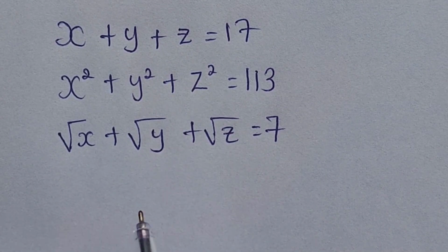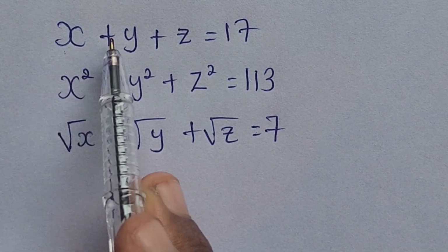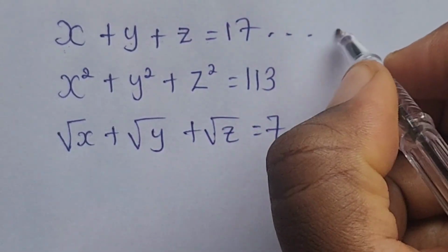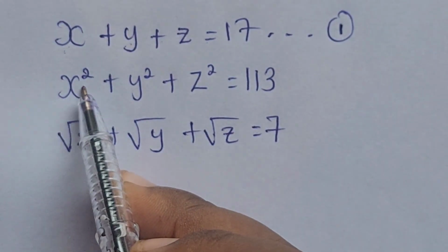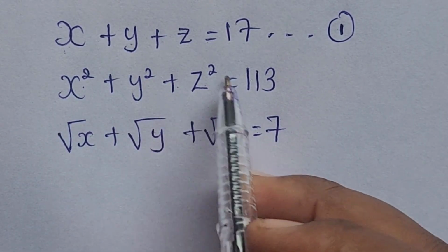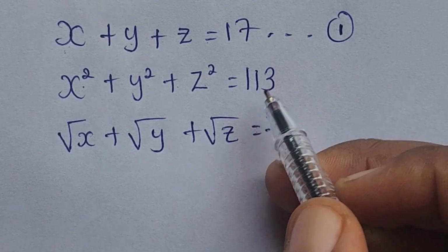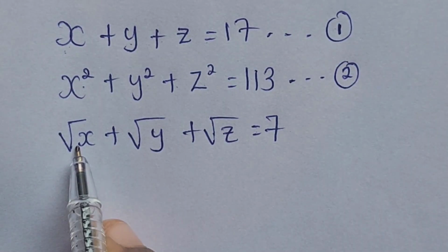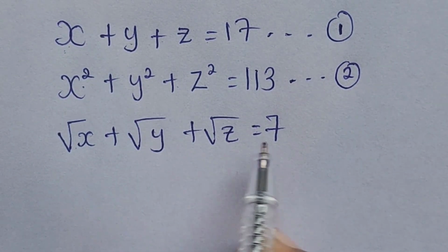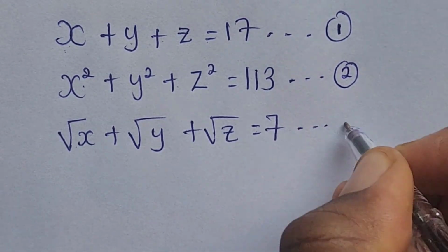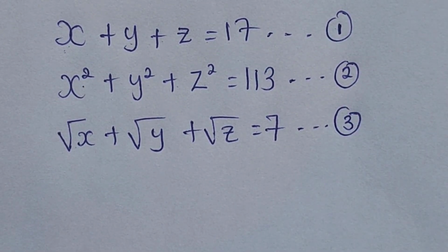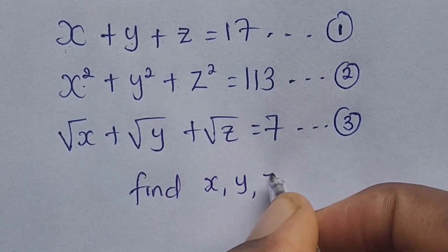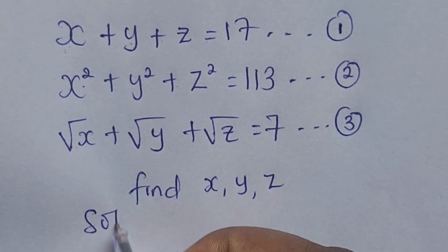Let's solve these algebraic equations together. We have x plus y plus z equal to 17. We'll name this equation 1. We have x squared plus y squared plus z squared equal to 113. We'll name this equation 2. And we have root x plus root y plus root z equal to 7. We'll name this equation 3. We want to find the value of x, y, and z. Let's begin.